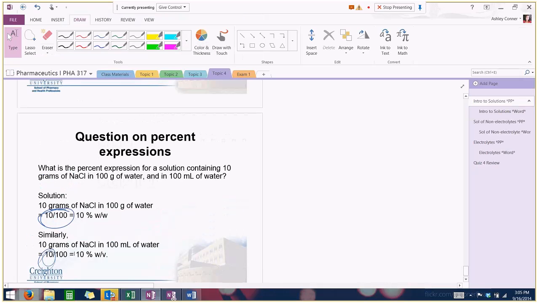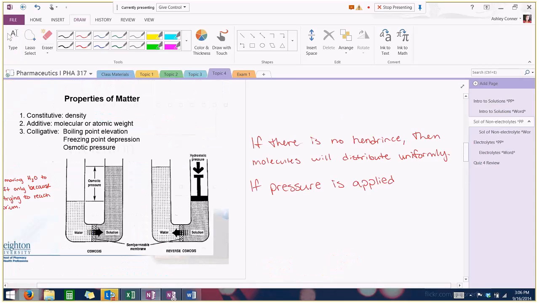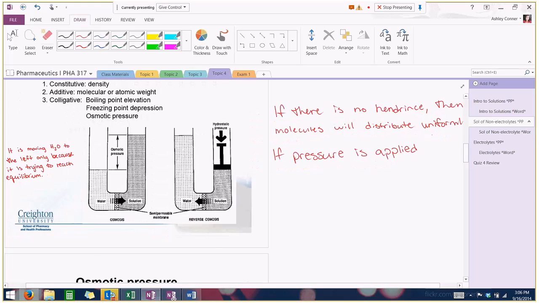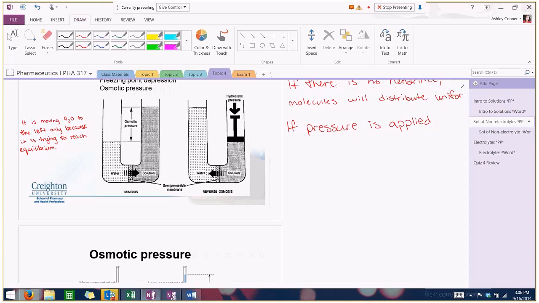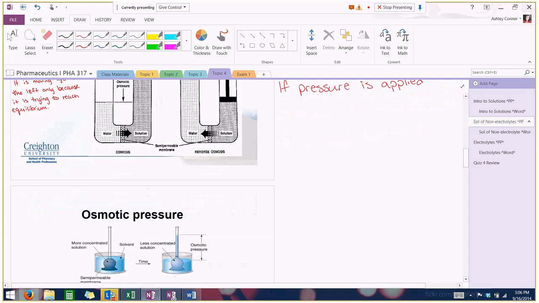And then let's see here. Last thing he talked about was osmotic pressure. That should be a review. If not, don't hesitate to ask. I will not make fun of anybody for asking because I realize that for some of you it's been a while. So if you don't understand that, ask me.